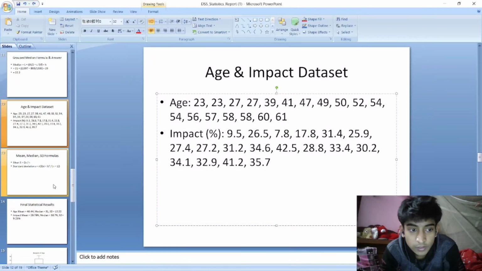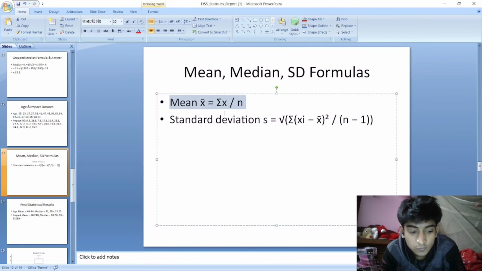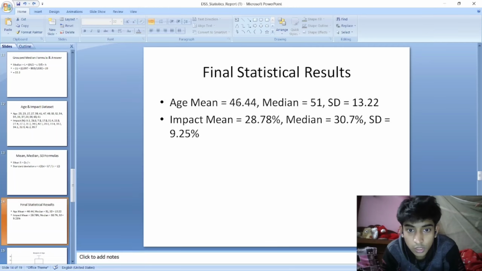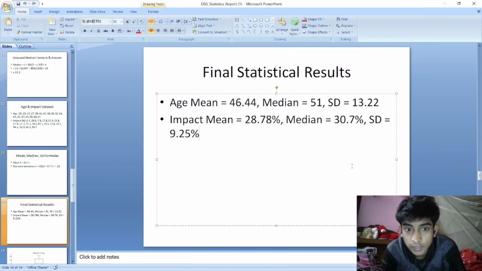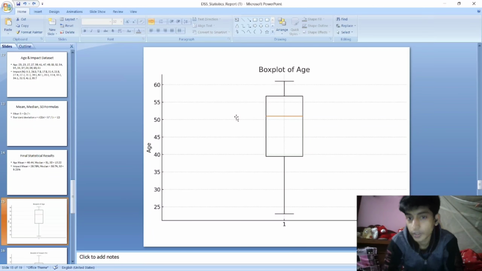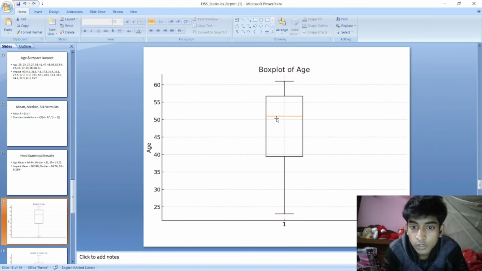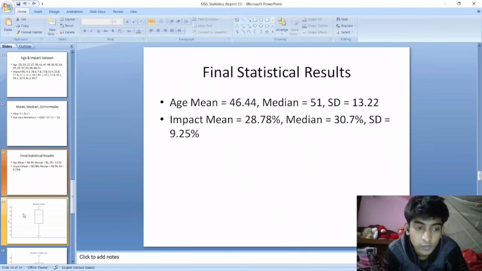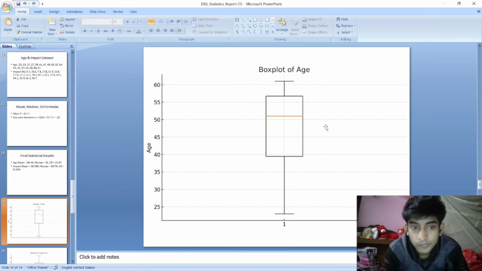Now first let's calculate the mean. We'll calculate the mean with this formula and the standard deviation with the formula. So the mean comes out to be 46.44, the median comes out to be 51, the standard deviation comes out to be 13.22. For impact percentage, the mean, median, and standard deviation come out to be this, right? Now with this knowledge, we can calculate the box plot, where we calculate Q1, Q2, Q3 with the dataset and you will get this box plot, right?